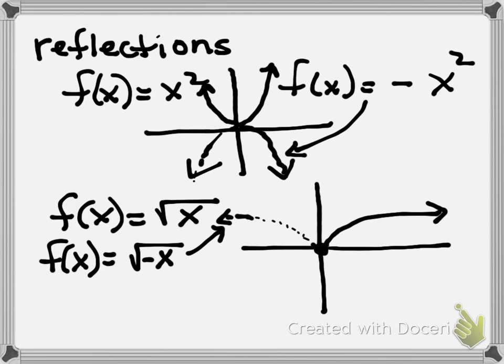So when you see f of x equals negative x squared, we're reflecting it over the x-axis. If we have a negative underneath the radical, the square root of negative x, we're replacing x with negative x. That means it's a reflection over the y-axis.